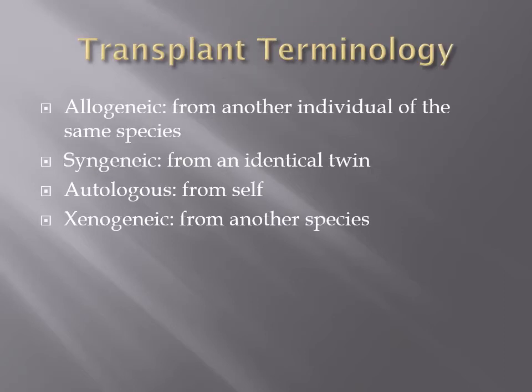So some transplant terminology, we've used a couple of these before. Allogeneic is from an individual of the same species. Syngeneic is from an identical twin. Autologous is from self. And xenogeneic is from another species, such as getting a cow heart, for instance.